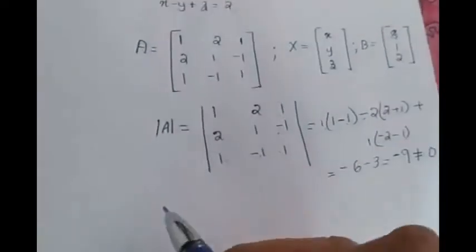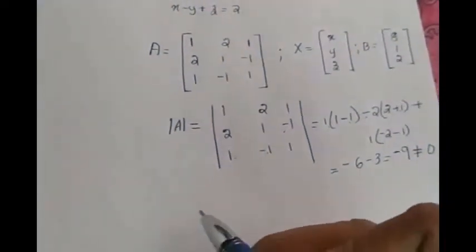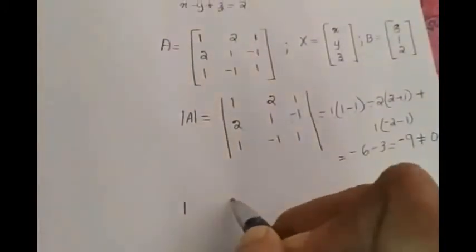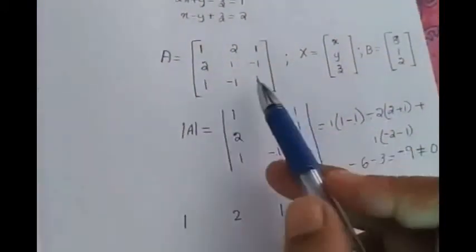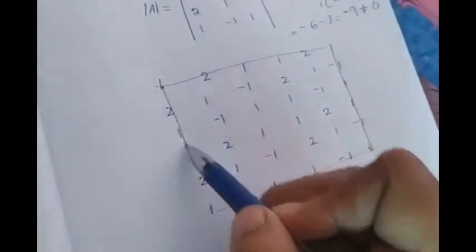The next step is you have to find the adjoint. To find the adjoint matrix, we will write the matrix A four times: 1, 2, 1, 2, 1, minus 1, 1, minus 1, 1. Here also 1, 2, 1, 2, 1, minus 1, 1, minus 1, 1, and again, and one more time. And avoid the last row and column elements from all four sides.